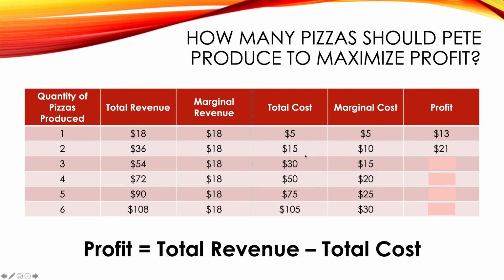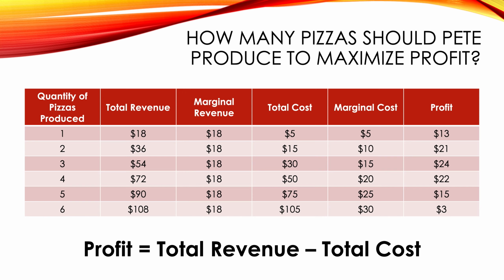But we can keep going. For the third pizza, 54 minus 30 gives us 24. For the fourth pizza, 72 minus 50 equals 22. 90 minus 75 is 15. And 108 minus 105 is $3. So there is no situation here where Pete is going to take a loss, right? Total cost never exceeds total revenue. But is there a best option for Pete to produce, right? 1, 2, 3, 4, 5, or 6 pizzas?